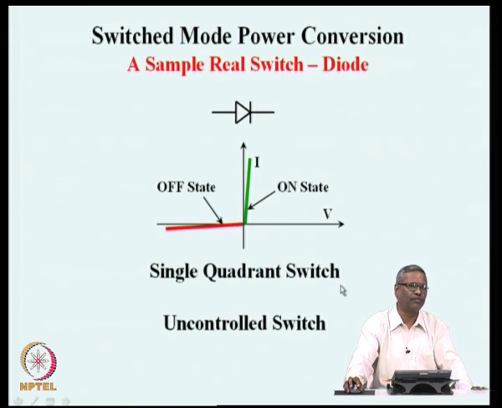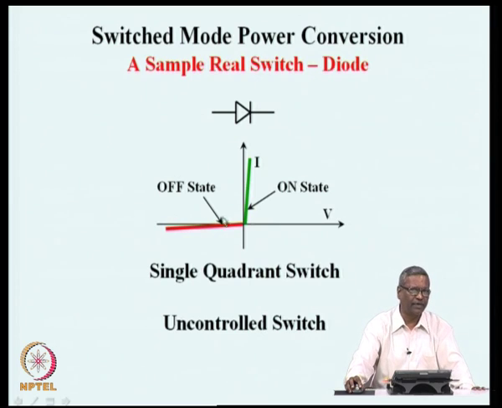It is capable of only passing positive current, blocking negative voltage. We have 4 quadrants of operation relating to blocking capability of positive and negative voltages, passing capability of positive and negative currents. But in this particular case, you see that the diode can pass current only in one direction, block voltage only in one direction. So, this is a single quadrant switch.